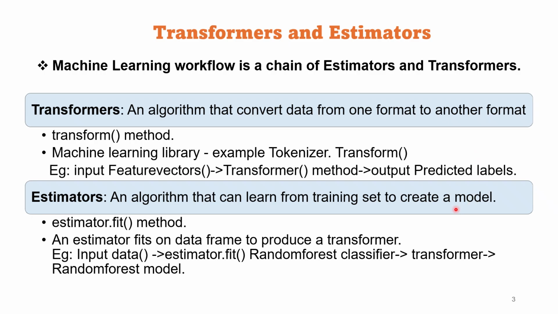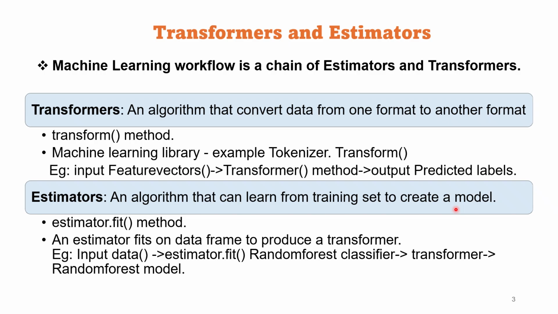Coming to the estimator. An estimator is an algorithm that can learn from training data to create a model that can make predictions or inferences about new data. Estimators have the method estimator.fit to learn from the training set. An estimator with a predict method attempts to make predictions on new unseen data based on the learned model. For example, classifiers such as linear regression or random forest classifier.